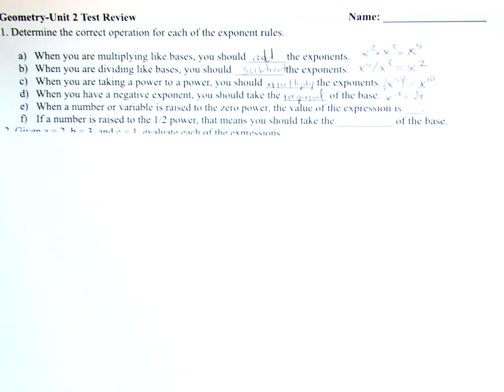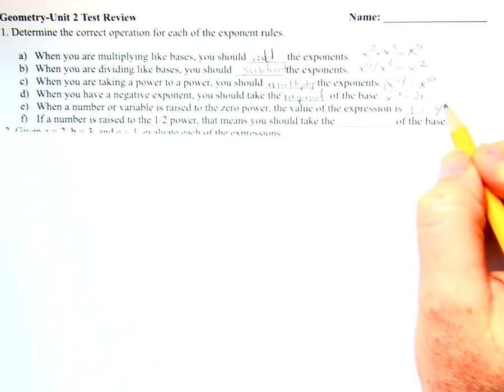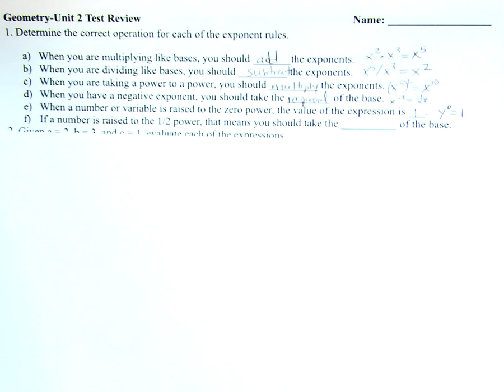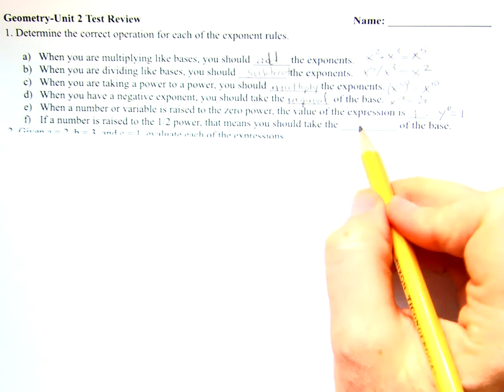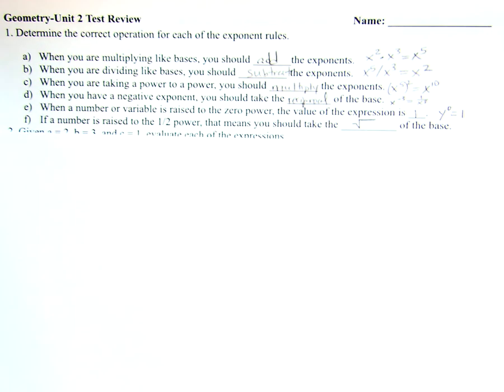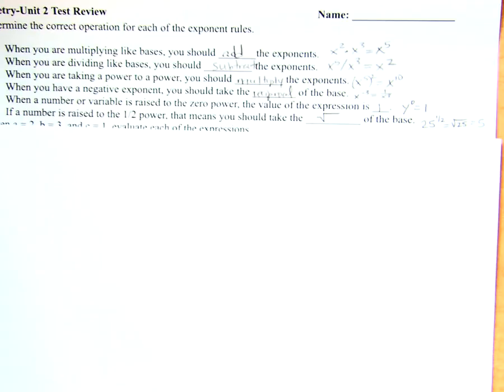When you have a number or a variable raised to the 0 power, the value of that is going to be 1. So if we end up with something like y to the 0, that whole thing goes to 1. If a number is raised to the 1/2 power, that means you take the square root of the base. For example, 25 to the 1/2 power is the same thing as the square root of 25, which is 5.